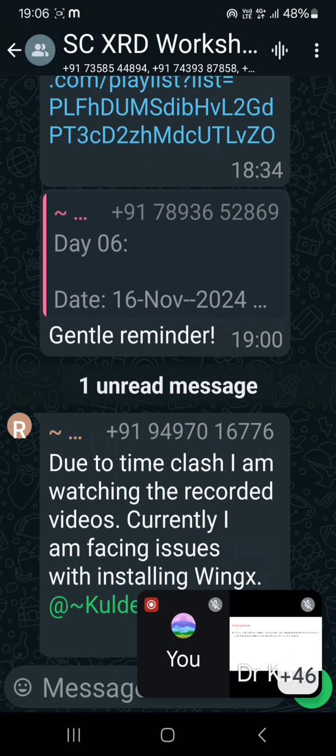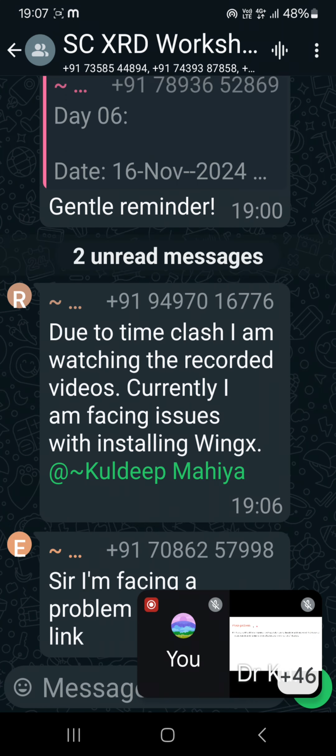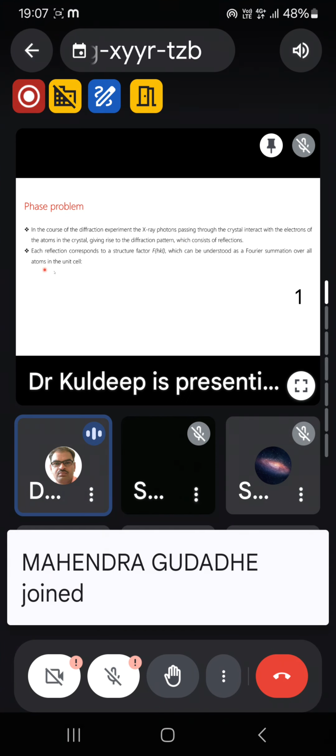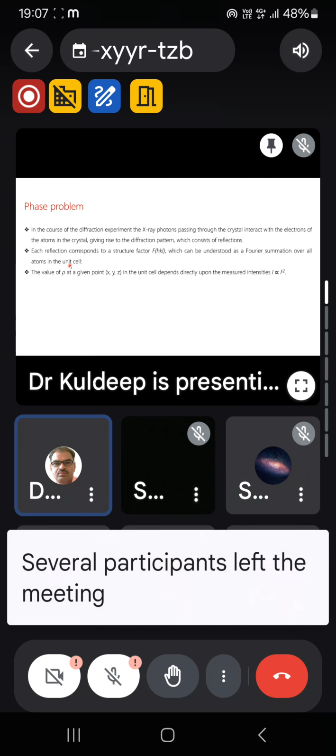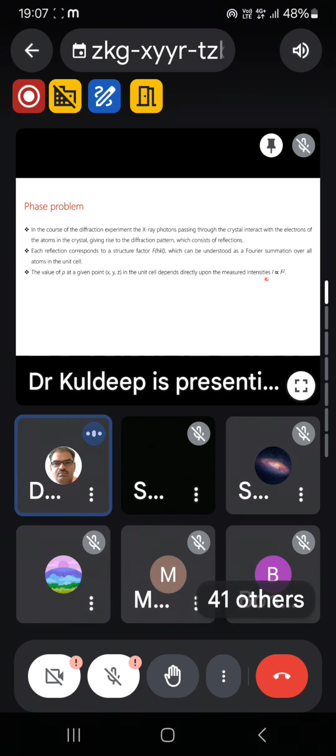Then we come to the phase problem. In the course of the diffraction experiment, the X-ray photon, when passing through the crystal, interacts with the electrons of the atoms in the crystal, giving rise to the diffraction pattern, which consists of the reflections. Each reflection corresponds to a structure factor F, which can be understood as a Fourier summation over all the atoms in the unit cell. And the value of density rho at a given point x, y, z in the unit cell depends directly upon the measured intensity, and I is proportional to the structure factor squared.